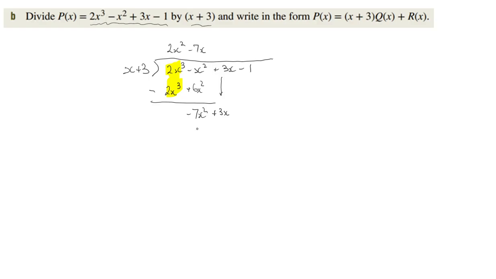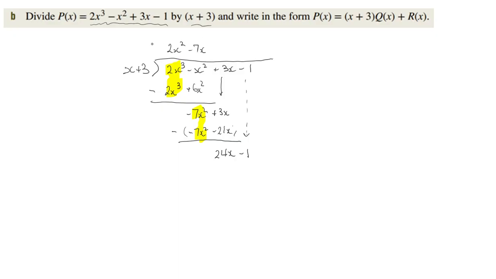Off I go. Negative 7x times x. There's those guys cancelling out, just as we wanted. And now it's negative 7x times 3, so I've got negative 21x here. Now I'm going to subtract. I've got to imagine I'm subtracting all of this now, right? So 3x minus negative 21x. I'm subtracting a negative, that's an add. So that gives me 24x. Let's bring down the negative 1. And now I've completed 2 iterations.